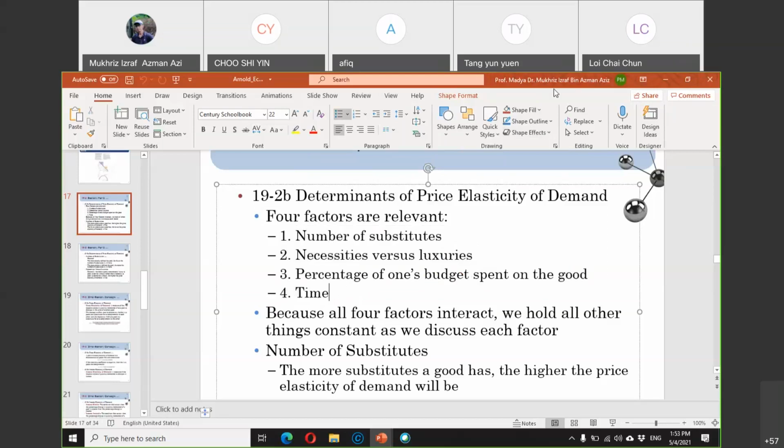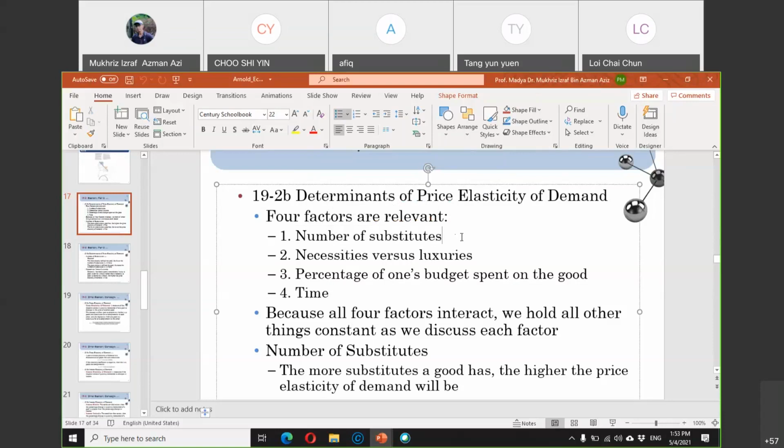The number of substitutes, necessities versus luxuries, and then percentage of one's budget spent on the good, and time. Number of substitutes, bilangan barangan pengganti: substitute means products that serve the same purpose. For example, the most typical example, Coke and Pepsi. Both are carbonated drinks, and both serve the same purpose.